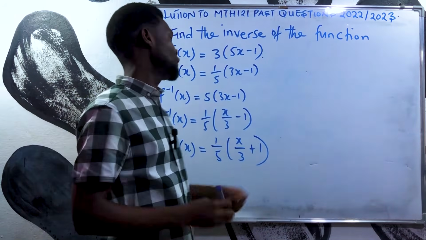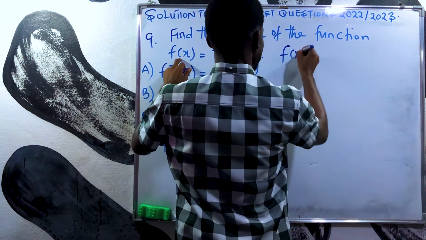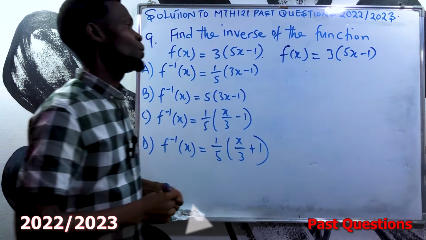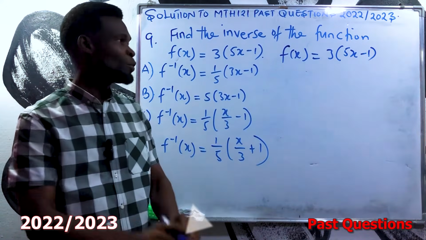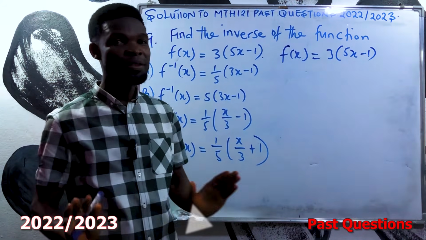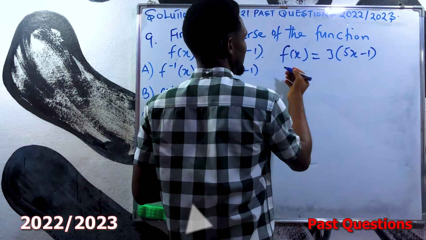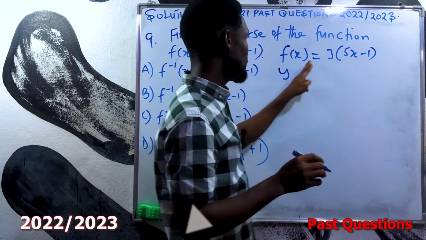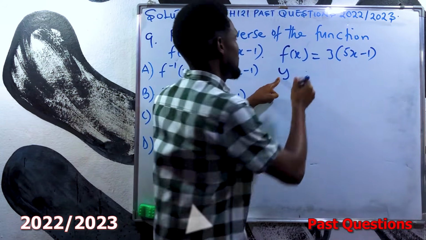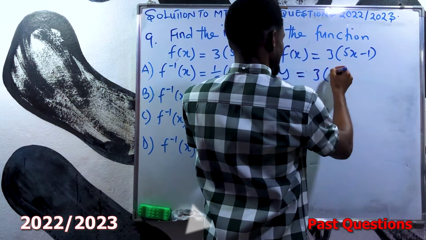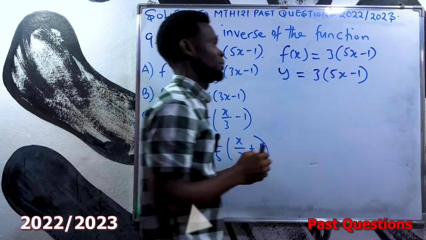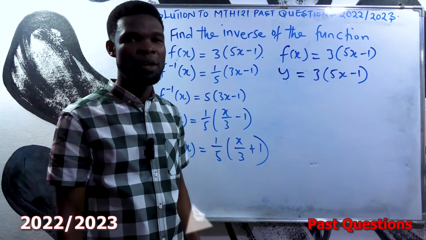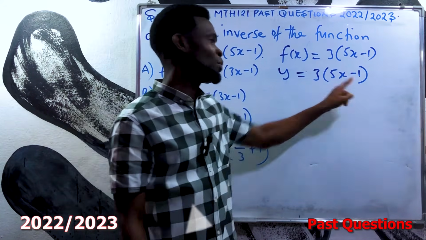Find the inverse of the function f of x equals to 3 into 5x minus 1. So the question is simple. How do we find the inverse of a function? It's very simple. Step 1: set the function to be y. f of x is equal to this. So y is equal to 3 into 5x minus 1. Step 2, make x the subject of formula. And of course, you have to open this bracket first.